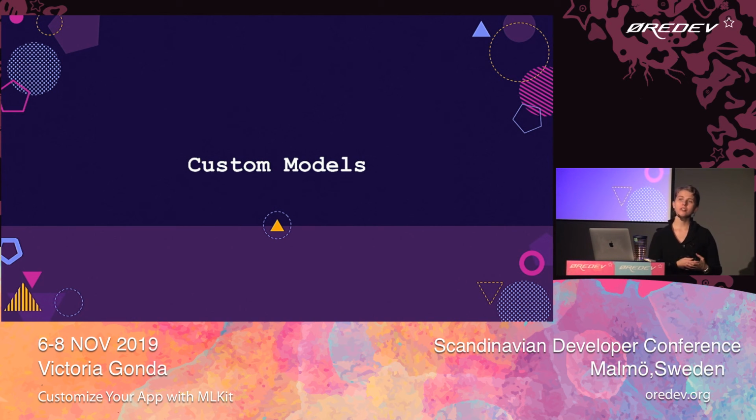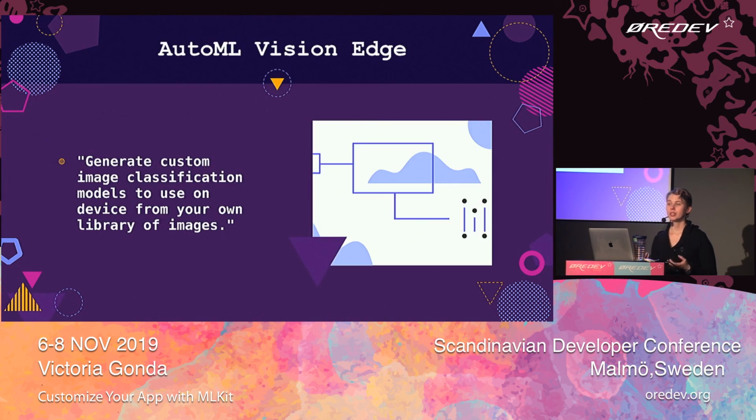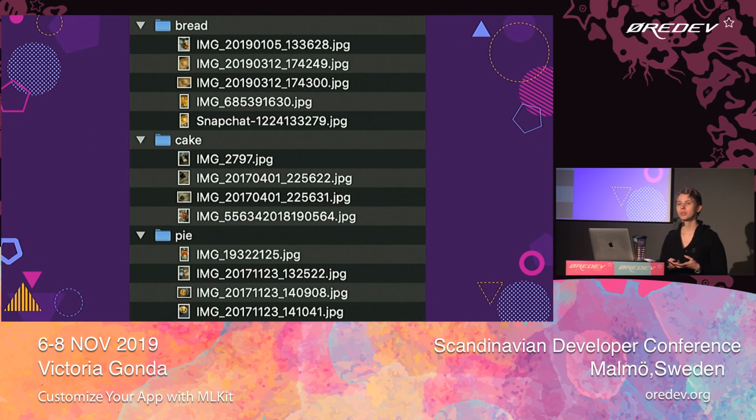And if no one on your team has the knowledge of how to create your own model, that's okay. You can still use this if you use AutoML Vision Edge. With that, you can train models with your own data with almost no knowledge of machine learning. You can upload your data, go through a setup wizard, and then get your model.